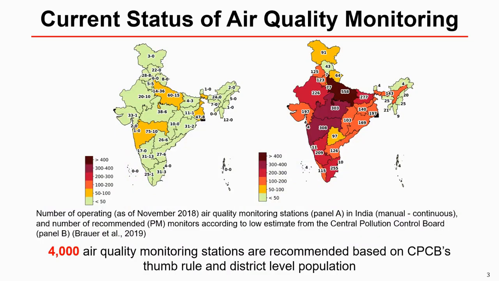But due to infrastructural deficiency, a dense network of monitoring stations is not feasible, and as we can see here, this is the current scenario of monitoring stations, and this is the required. As per CPCB's thumb rule, 4,000 air quality monitoring stations are recommended depending on the district-level population.